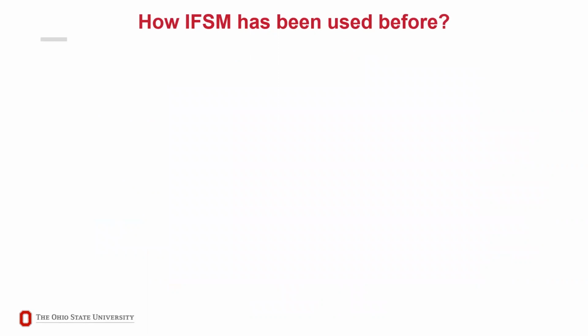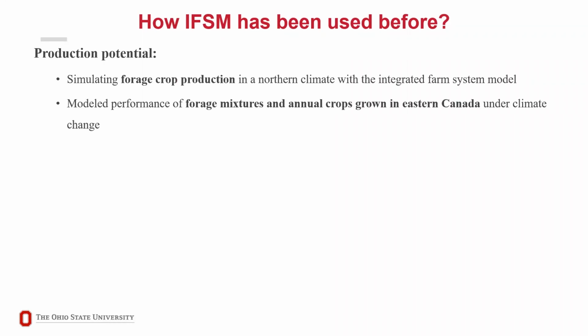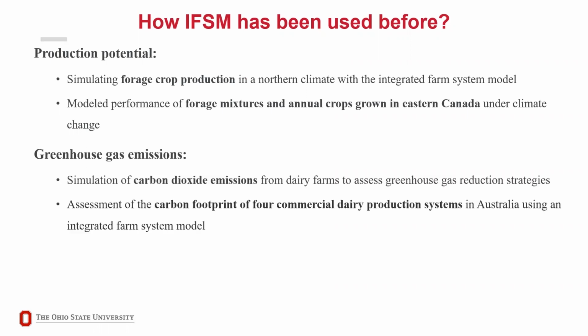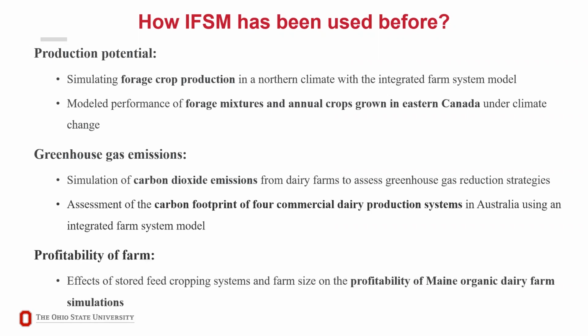So how has IFSM been used before? Basically there are a few areas where IFSM has been used. The first one is production potential. What will be the production potential with certain farm types or certain management practices, like simulating forage crop production in the northern climate with the Integrated Farm System Model. Similarly, greenhouse gas emissions, which I already talked about, and the profitability of the farm.